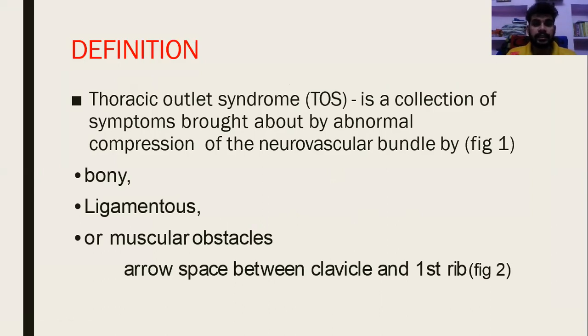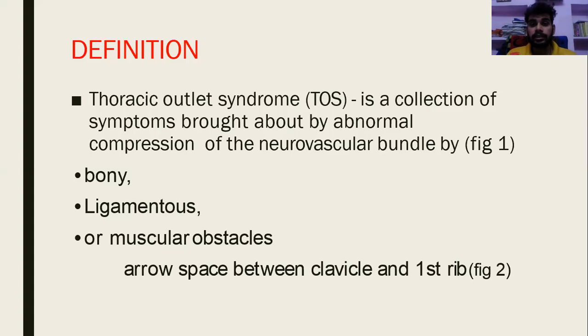Firstly, we start with the definition. What do we mean by thoracic outlet syndrome? Thoracic outlet syndrome is a collection of symptoms brought about by abnormal compression of the neurovascular bundle. Basically, we all know that syndrome means a collection of symptoms, and thoracic outlet means the region of the thoracic outlet. When neurovascular bundles are compressed, thoracic outlet syndrome occurs.